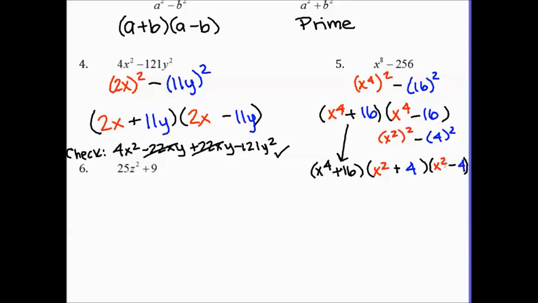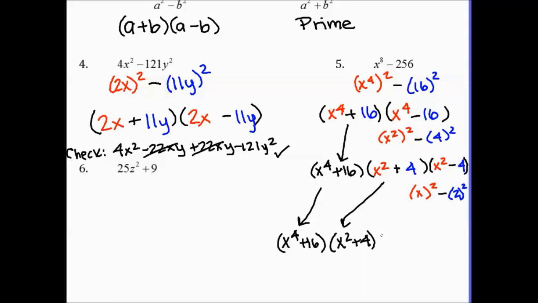Again, we have the same type of situation. X squared minus 4 is still the difference of perfect squares. X squared is just x squared, and 4 is 2 squared. X squared plus 4 is the sum of perfect squares, so that is prime. So again, we're going to bring down the x to the 4th plus 16 and the x squared plus 4. And then x squared minus 4 can be factored into x plus 2 and x minus 2. And that is our final answer.